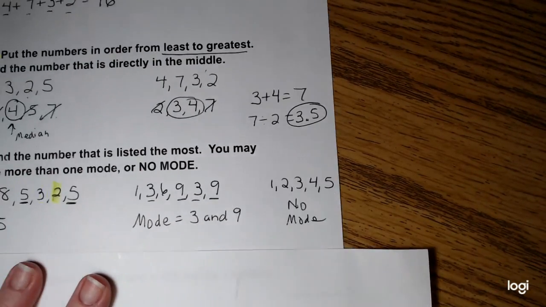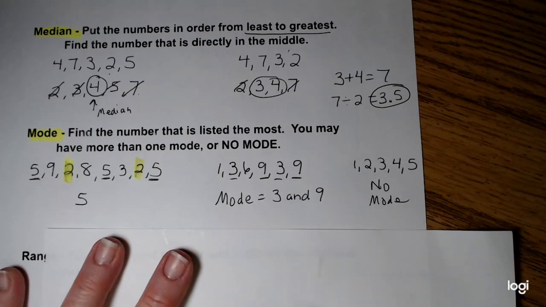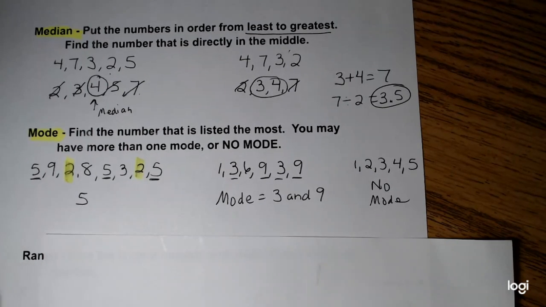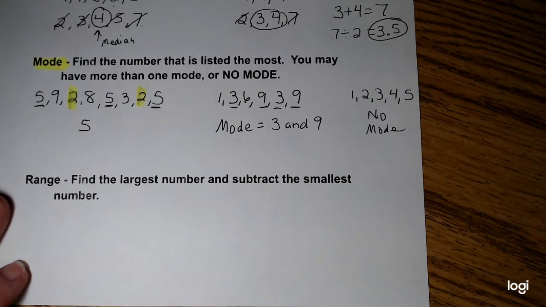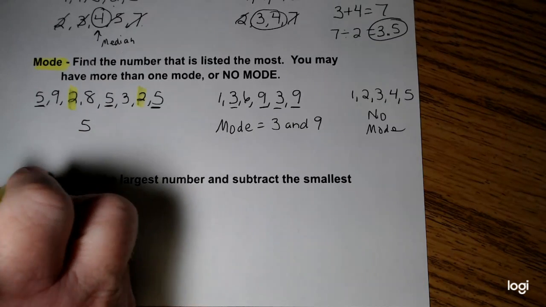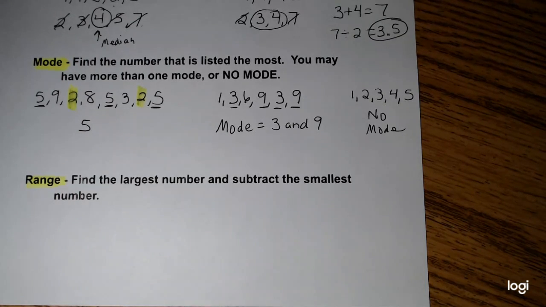Okay, so here are some examples that you can put in your notes to help you when you fill in your Google form. And the very last thing I want you to write down is called the range. The range says to find the largest number and subtract the smallest number. Go ahead and pause your video so that you can write this down.